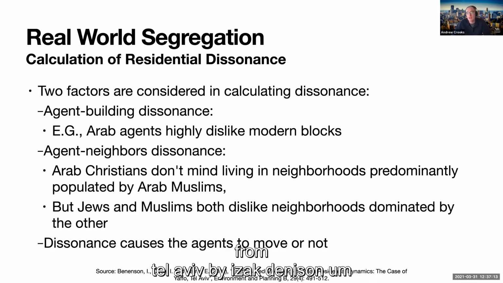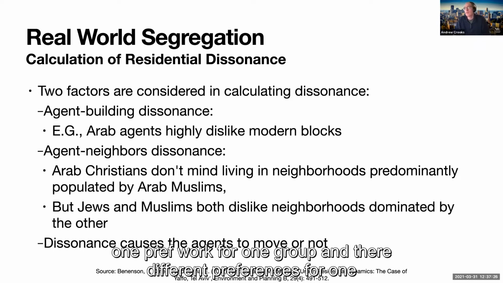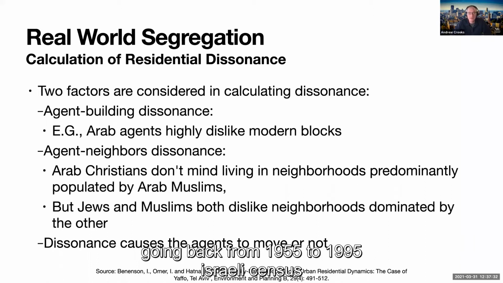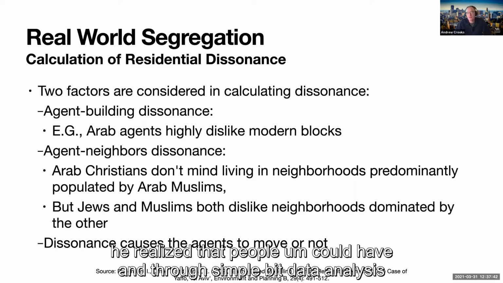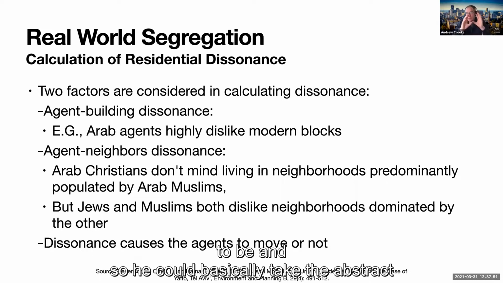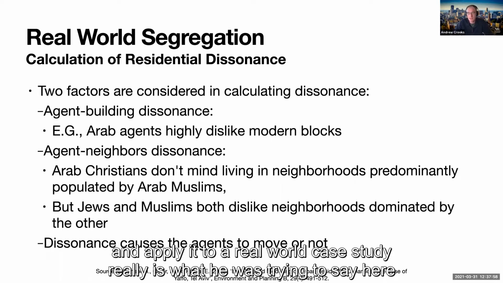There's a study from Tel Aviv by Itzhak Benenson, one of the pioneers of geographical agent-based models, who, instead of just saying mild different preferences for one group, noted there are other ways of creating segregation. He got access to data from the Israeli census going back from 1955 to 1995. And through simple data analysis, he realized that people could have preferences for building types, but also for neighbors. Who do you want your neighbors to be? And so he could take the abstract notions that came out of the Schelling model and apply them to a real world case study.